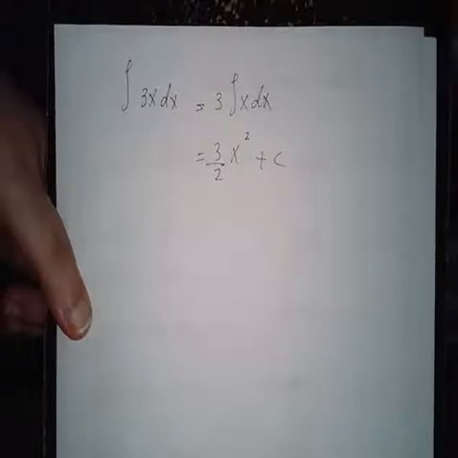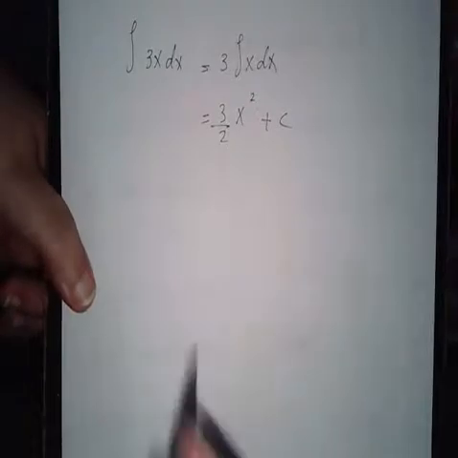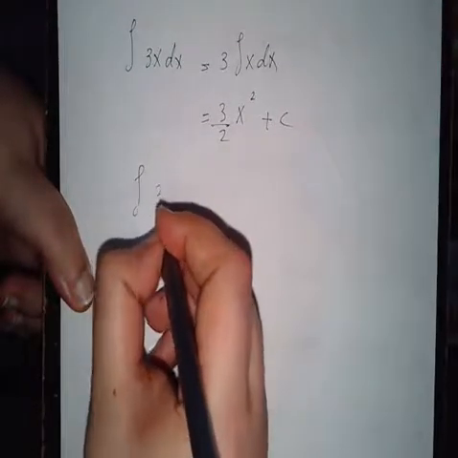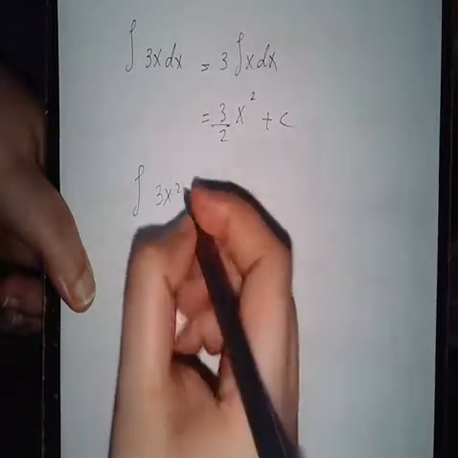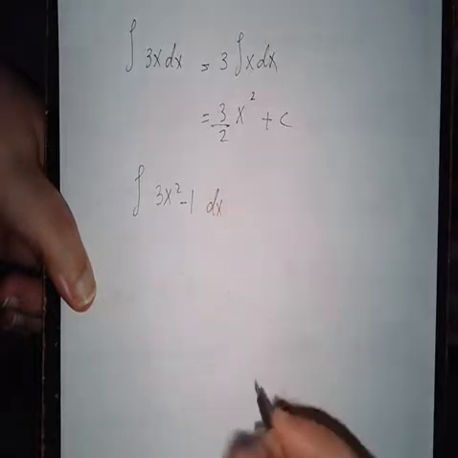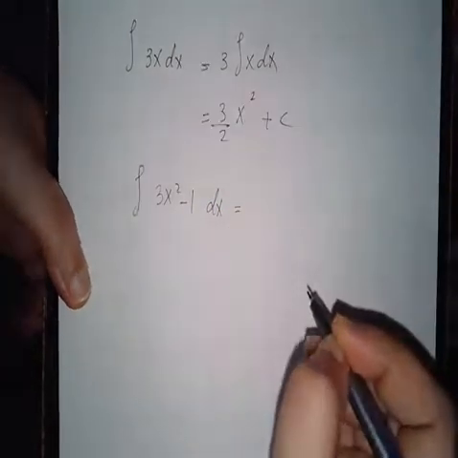So let me give you one more. How about this one? You have the integral of 3x squared minus 1 dx. Alright? So how about this one?